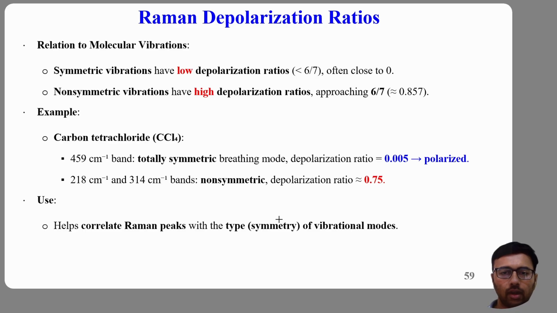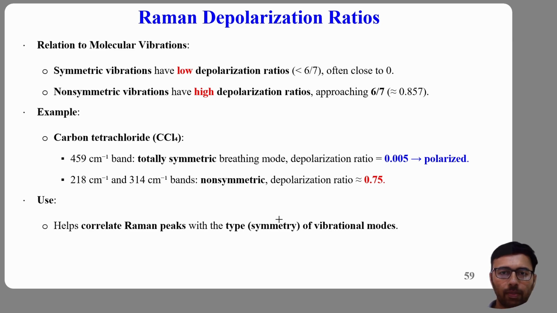Now let us consider a classic example, carbon tetrachloride. This molecule possesses perfectly tetrahedral symmetry. Its Raman spectrum contains a strong band near 459 cm inverse. When scientists measure its depolarization ratio, they find rho is equal to 0.005, which is almost zero. This immediately tells us the vibration is totally symmetric. Physically, this corresponds to the molecular breathing mode. All four chlorine atoms move outward and inward simultaneously. The molecule expands and contracts symmetrically.